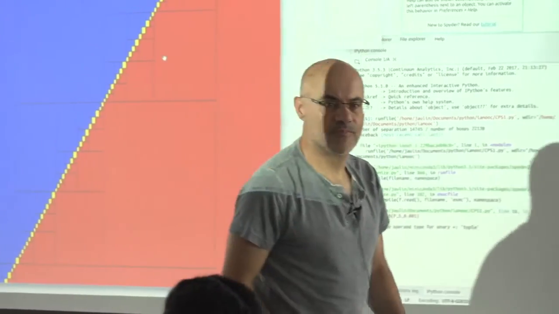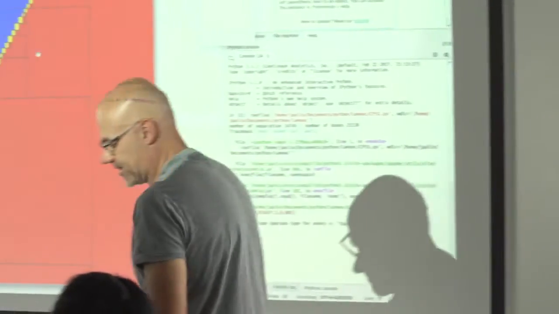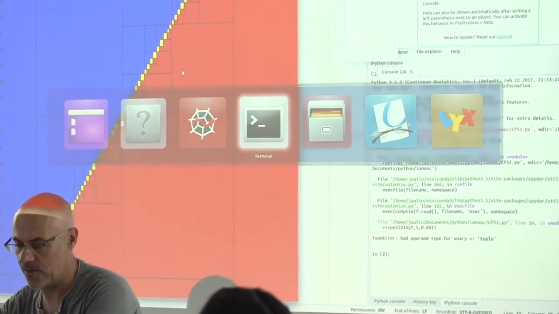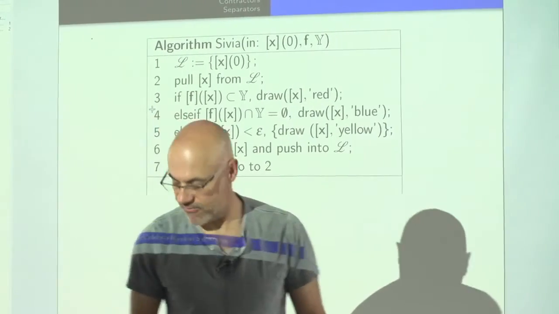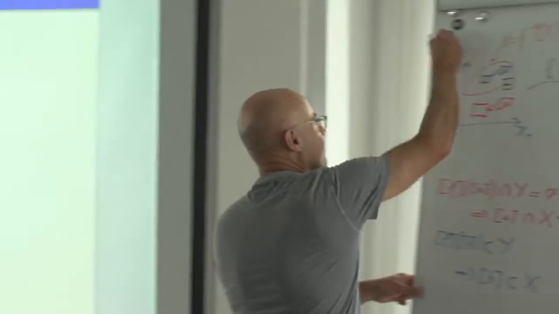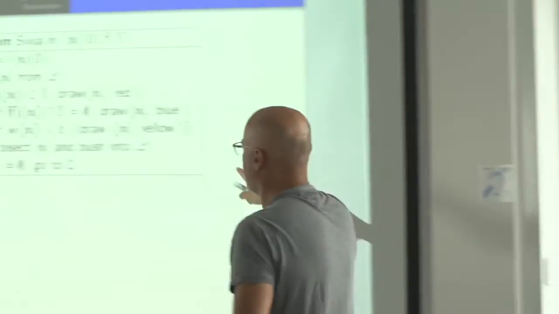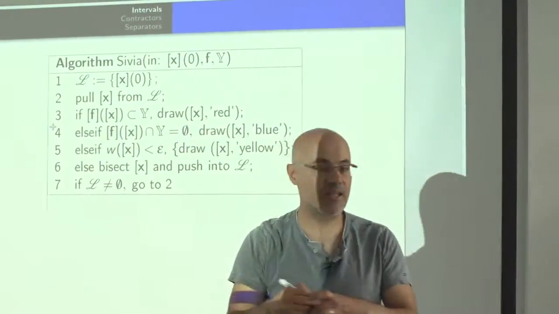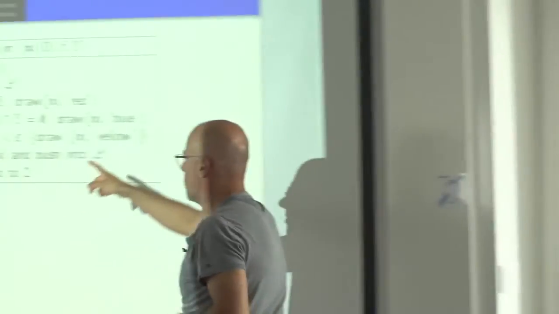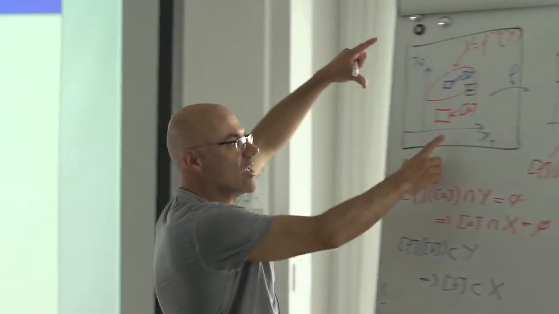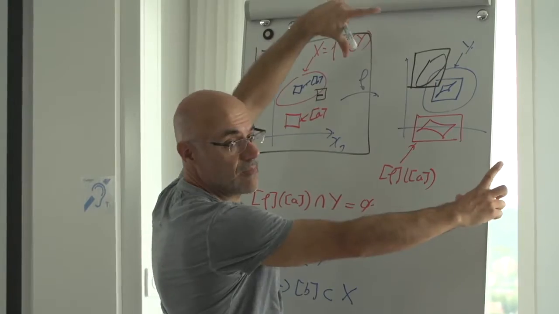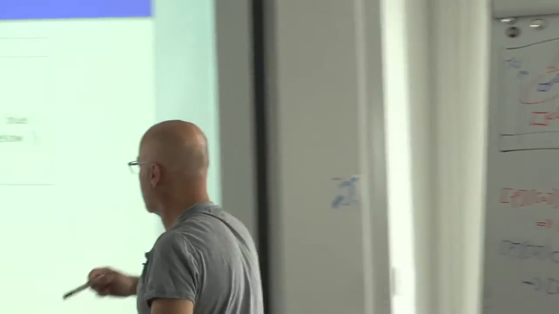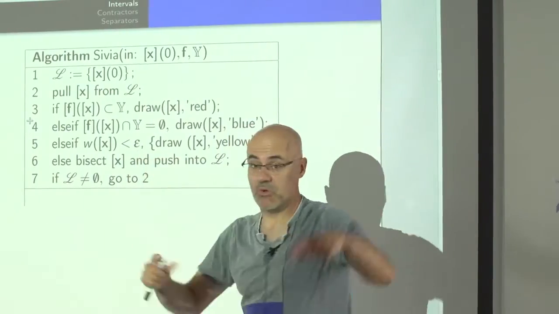This SIVIA algorithm was not clear to me. Could you bring it back in? Yes. It was here, sorry. This one. So the idea is, first, I start with a huge box, X0. I take this box and compute the image by the inclusion function. I decide if I am inside Y, it's not the case. Outside Y, it's not the case. Small, no, it's not the case, still big.